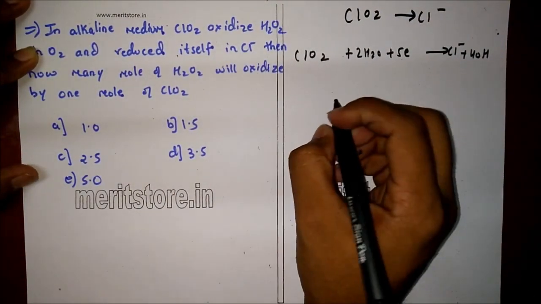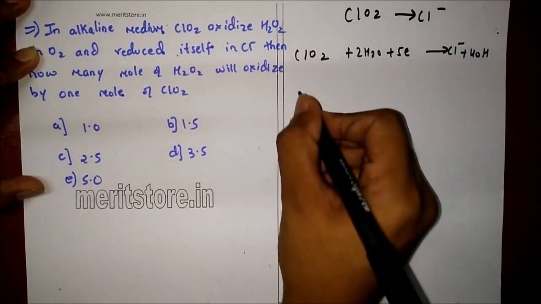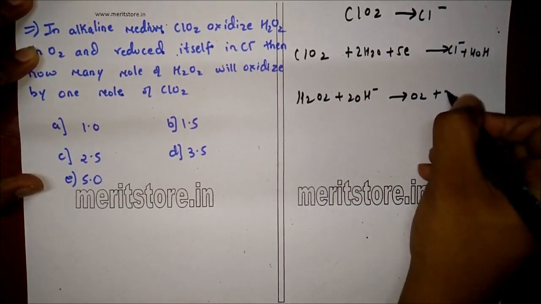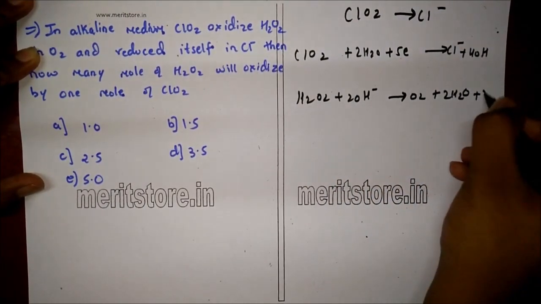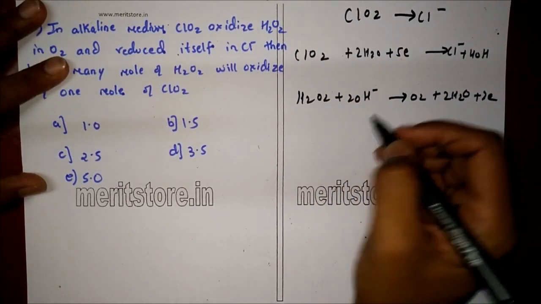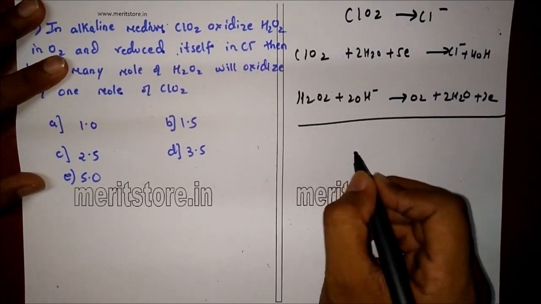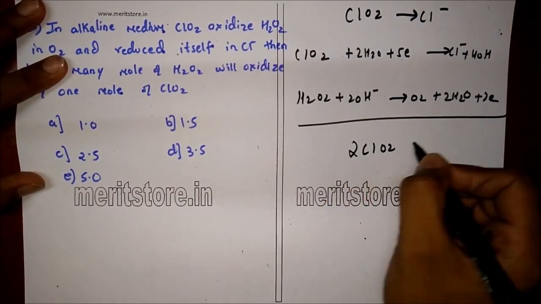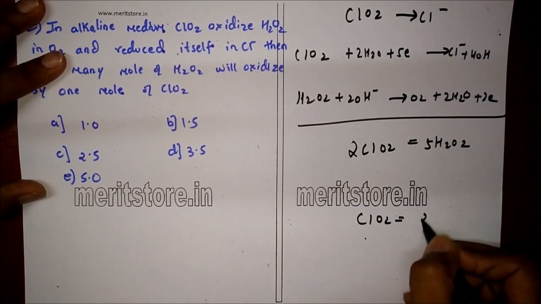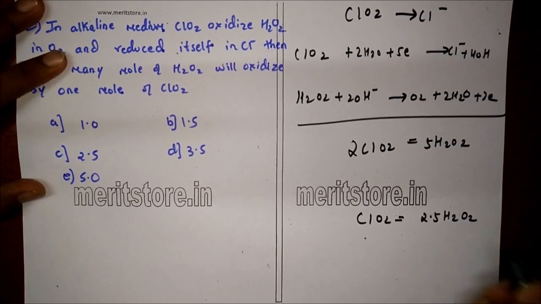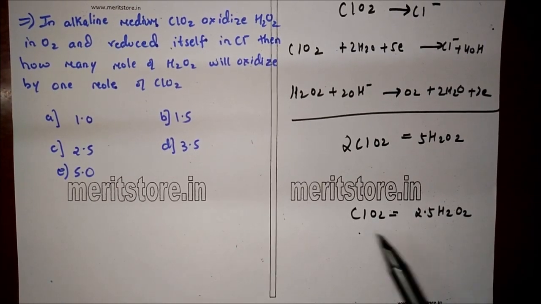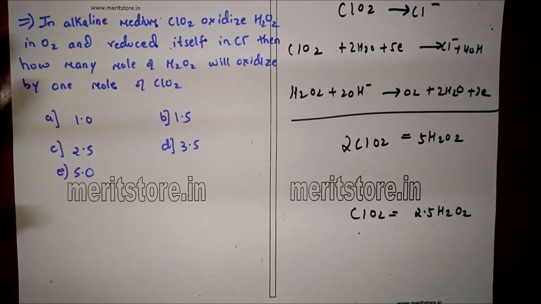Now H2O2 gets oxidized to O2 by this reaction: H2O2 plus 2OH- gives O2 plus 2H2O plus 2e-. So now let's simultaneously solve both these equations to find the answer. On solving these equations, we get 2 ClO2 will be equal to 5 H2O2. Therefore ClO2 will be equal to 2.5 H2O2. Therefore for oxidizing 2.5 moles of H2O2, 1 mole of ClO2 is required. Therefore the correct answer will be option C.